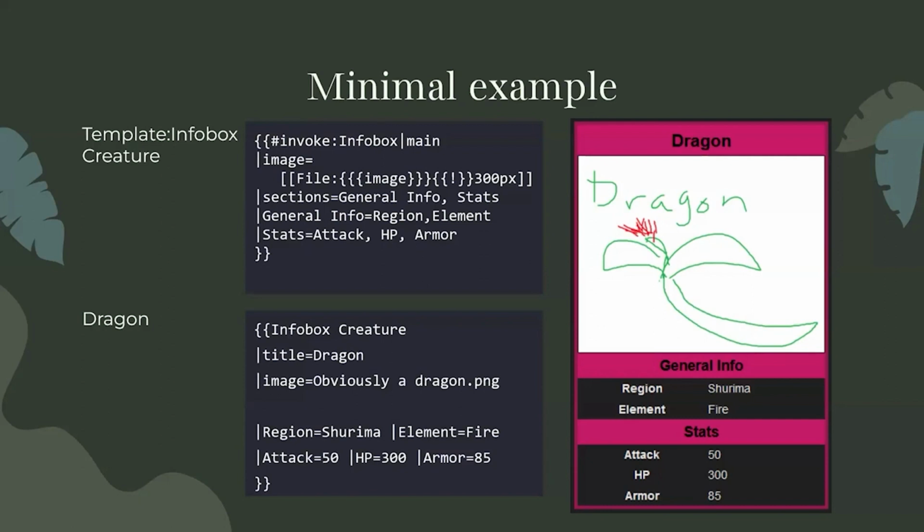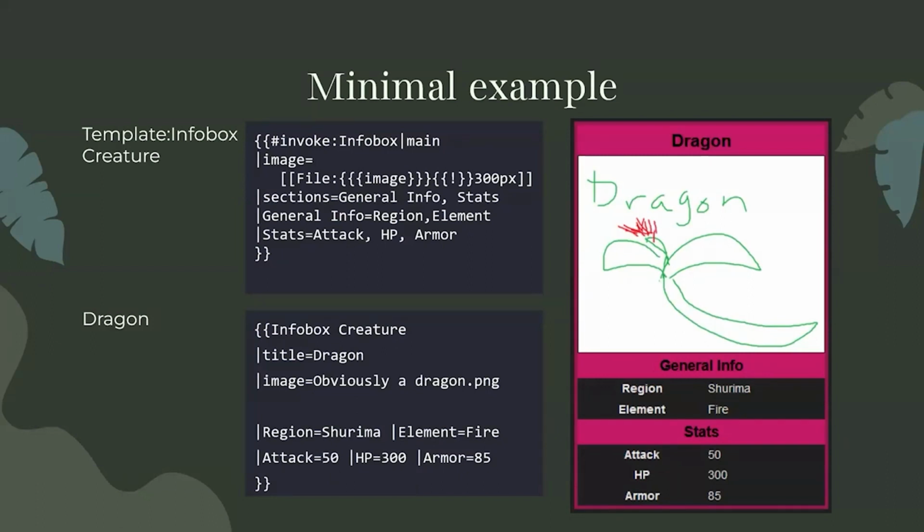So at the top, we have this Infobox creature template, and really what we want to say is that there's two sections, general info and stats. In the general info section, there's a region and an element. In the stats section, there's attack, HP, and armor. And then we have an image at the top. And that's pretty much everything that is written on this page. And that is how you would actually define it.